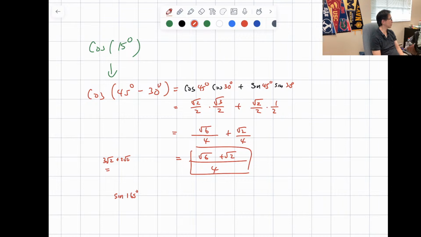I did 180 minus 15. That will work. Well, the problem is you don't know what 15 is. Assume that you don't know this though. With 45 and 30, we can find it on the unit circle.